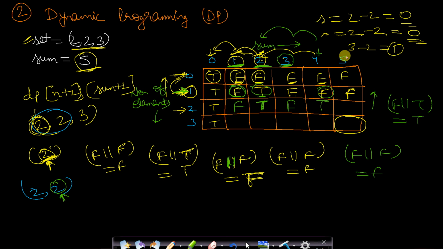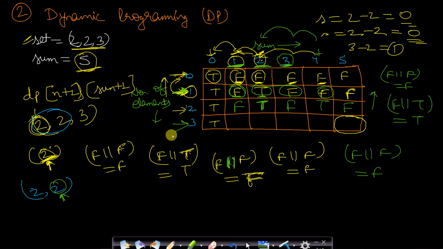Okay, now can we find a sum 5 by including the first 2 elements? It is saying that if I don't include this second element, then it is false. And if I include this second element, then I will just go back by 2 elements to the left and move up a row, and I will find a false. So false or false will be equal to false, and this will be filled as false. I hope you are understanding it. It is very simple and very easy.